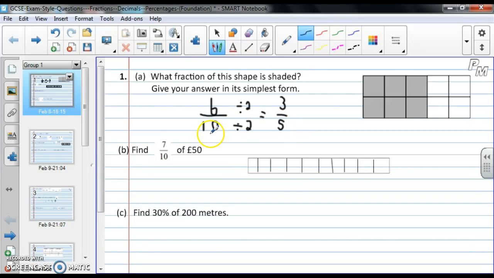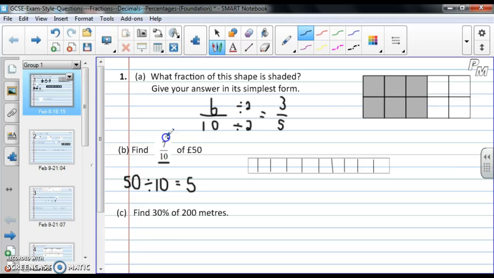Now, this one is asking us to find 7/10 of 50 pounds. I need to know what 1/10 is first. So I need to take 50 pounds and split it up into 10 groups, and to do that, I need to use division. So I'm going to do 50 pounds divided by 10, and that's going to give me 5 pounds. So each one of those groups is going to be 5 pounds.